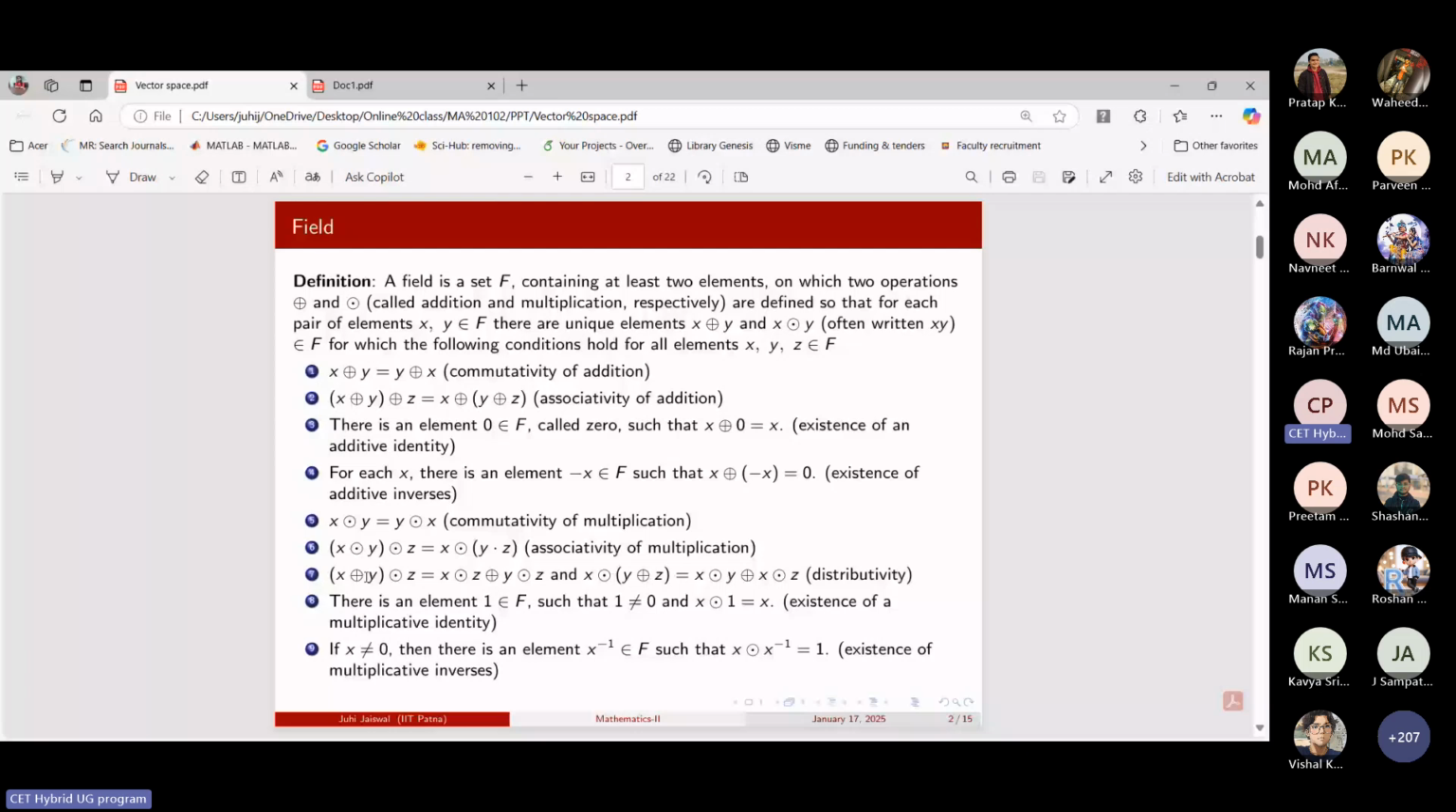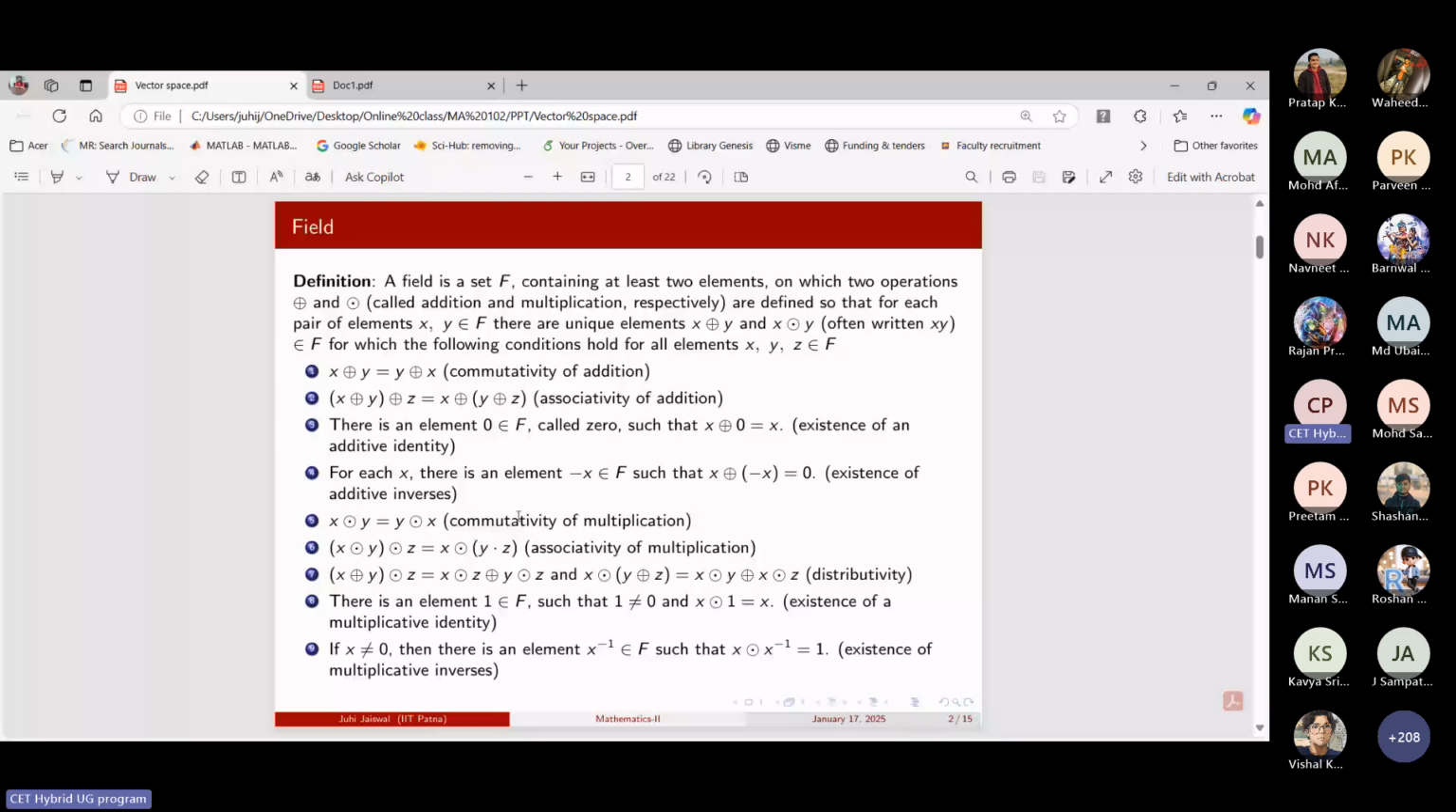The next one says there exists a unique multiplicative identity. Multiplicative identity is what? It says that there exists an element 1 in F such that 1 is not equal to 0 and x into 1 is equal to x. And the last one is the existence of multiplicative inverse, which says that for any non-zero x, we have an element x inverse in F which gives us x into x inverse is equal to 1, the multiplicative identity.